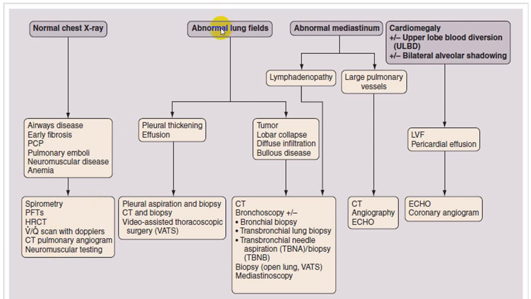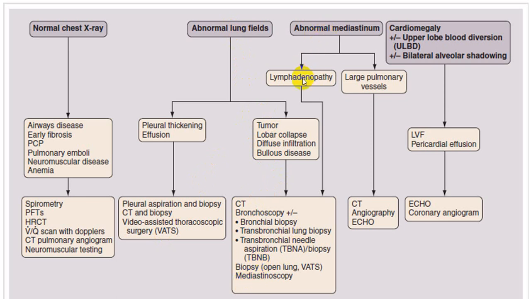If on X-ray there are abnormal lung fields and there is a thickened pleura or pleural effusion, then you can go for pleural aspiration, or what we call pleurocentesis, biopsy, CT with biopsy, or video-assisted thoracoscopic surgery. And if on X-ray there is a tumor, or there is a collapse, or there is a diffuse infiltrative lung disease, or there is a bullous disease, you can go for CT scan, bronchoscopy, transbronchial biopsy, etc.